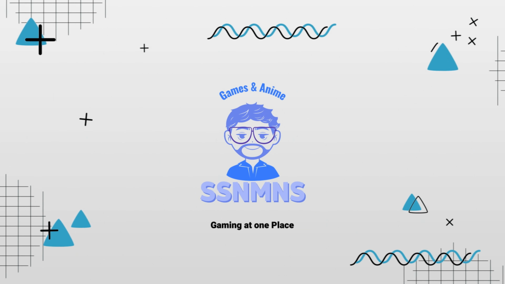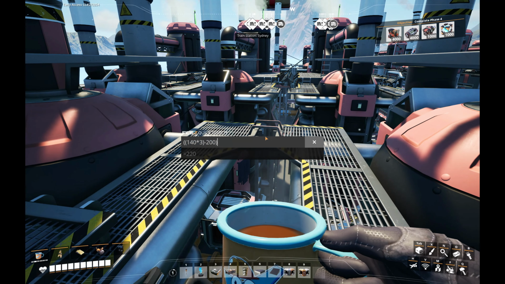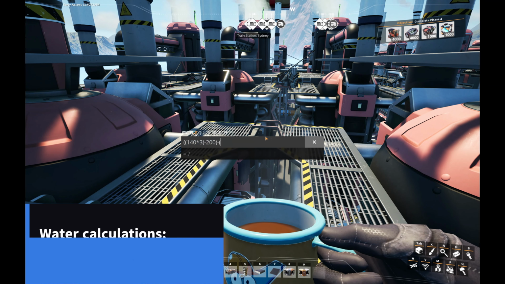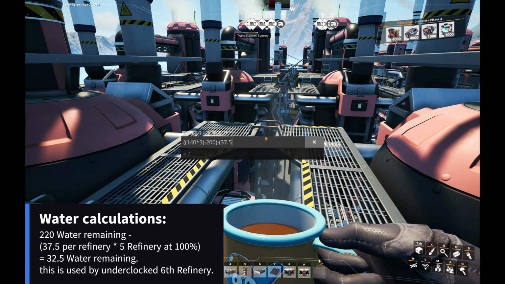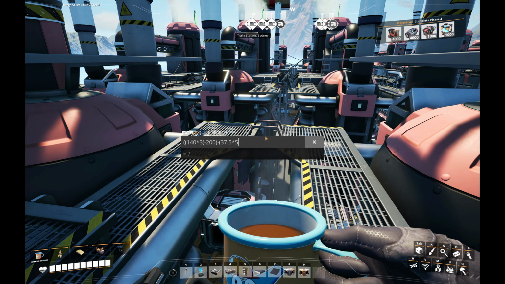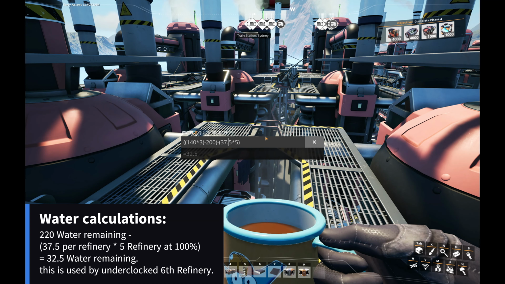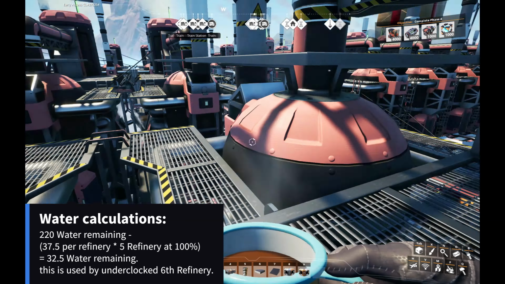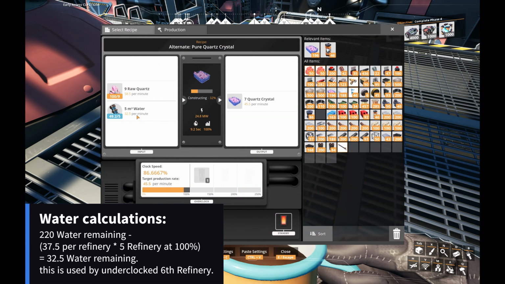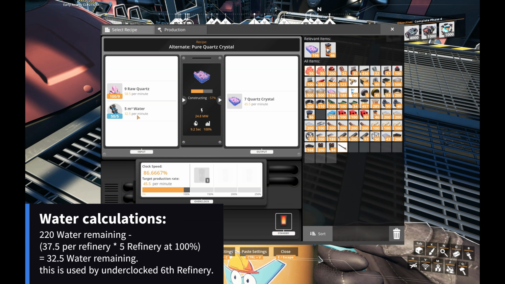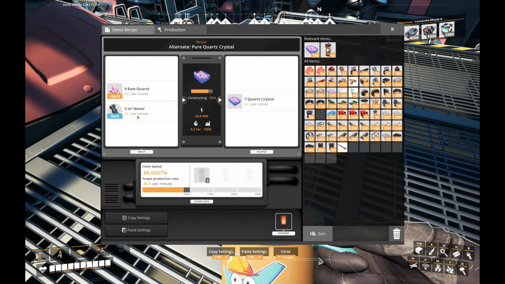In step 7.5, I am using an alternate recipe called pure quartz crystal. Here I am utilizing the extra quartz which I am using in other setups to make quartz crystal. And I have 6 refineries set up for the same. Now, just the water calculations, as we have 220 water remaining and this recipe takes 37.5 per minute. So 220 minus 37.5 into 5 equals 32.5 still remaining. And as you can see, I have underclocked the 6th refinery to take in exactly 32.5 water.